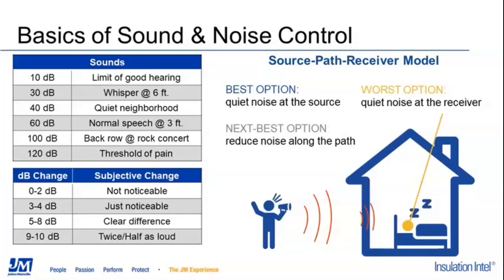We can interpret noise propagation in a source-path-receiver model. Sound is generated at a source, travels through some kind of medium, that could be airborne or structure-borne or even liquid-borne, and hits a receiver. So our best option to deal with noise is to fix it at the source. If you have a noisy fan or a generator, maybe it needs new bearings, or it could be replaced with a quieter unit, or even relocated to a location that's further away from the receiver. All these would be your best potential options in terms of dealing with noise.